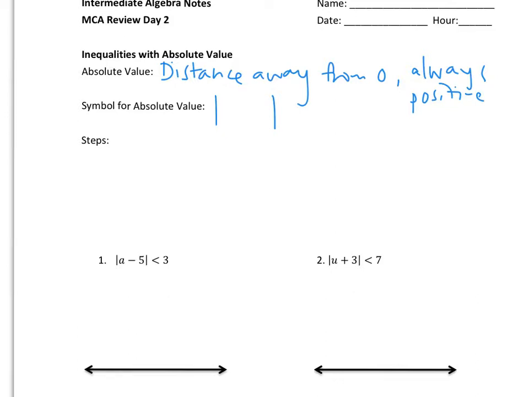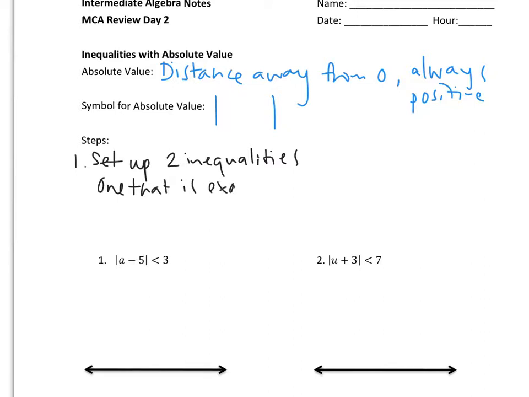Step one, to set up two inequalities, make sure that the absolute value is first isolated. So when it's isolated, then we'll set up the two inequalities, one that is exactly as you see, and the other one is the inequality symbol switched, and then the opposite answer on the other side of that inequality.